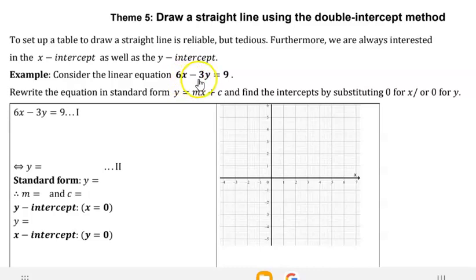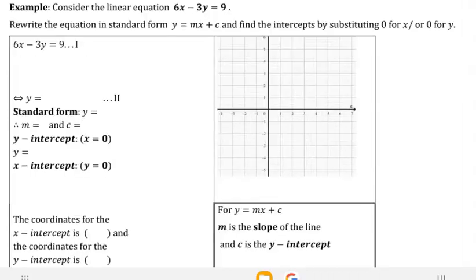If we look at this equation here, 6x minus 3y equal to 9, we can rewrite the equation in the standard form y equal to mx plus c, and then find the intercepts by substituting x equal to 0 for the y-intercept and y equal to 0 for the x-intercept. Let us find the standard form of this function first. To find the standard form, we must isolate the y in this equation.